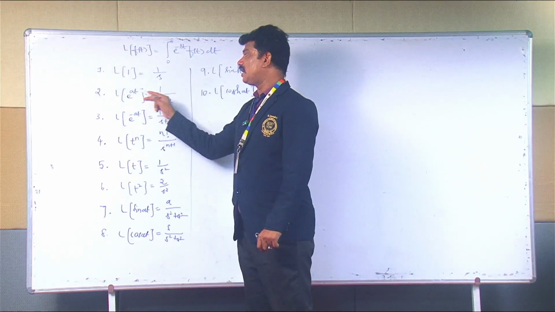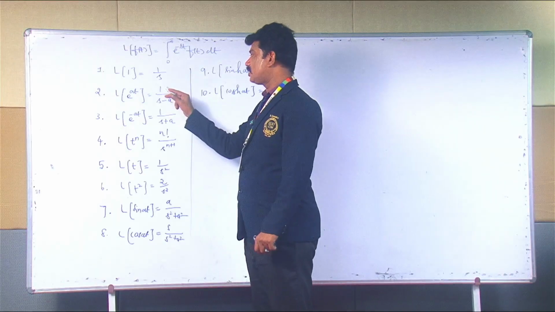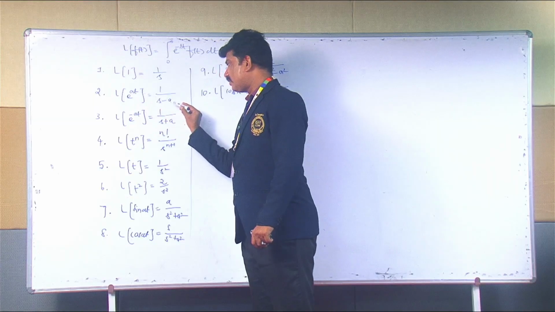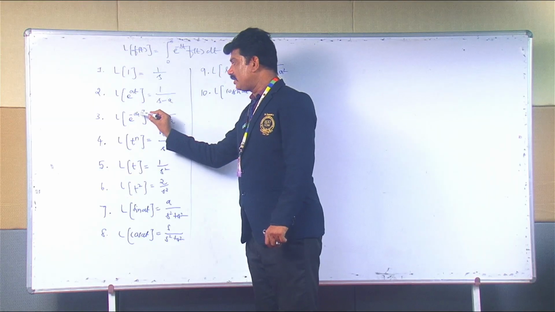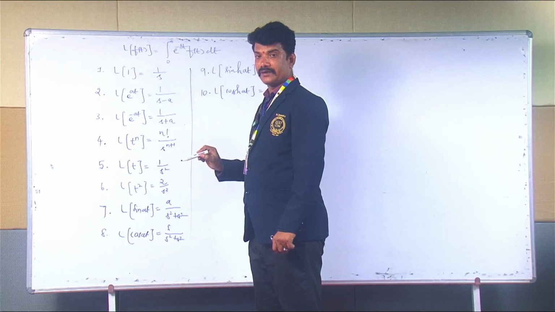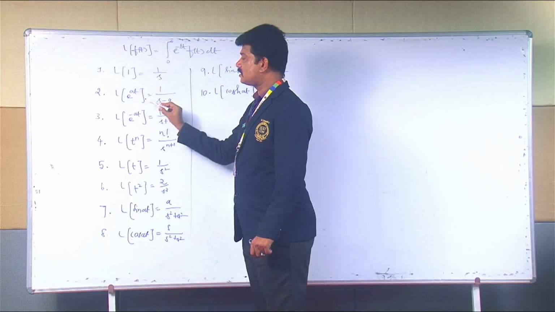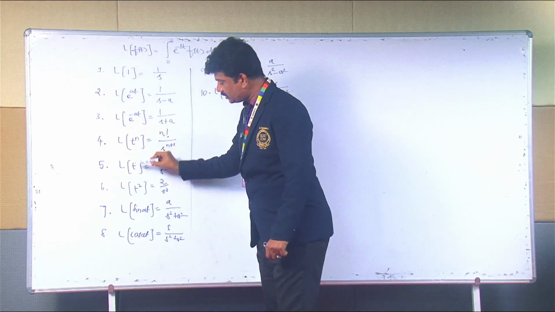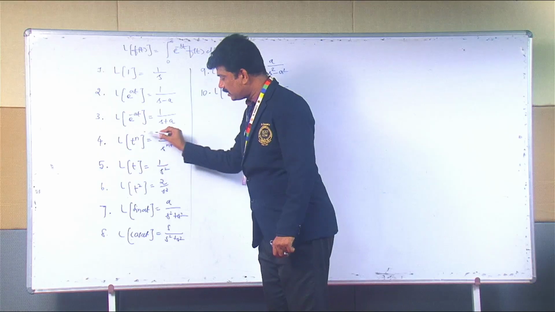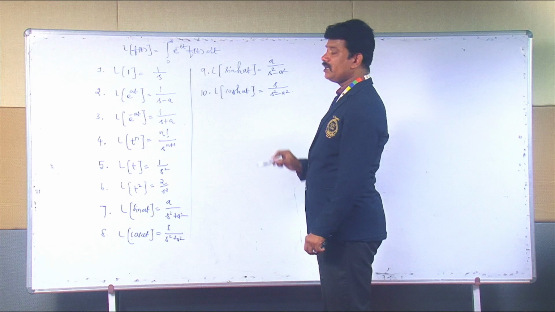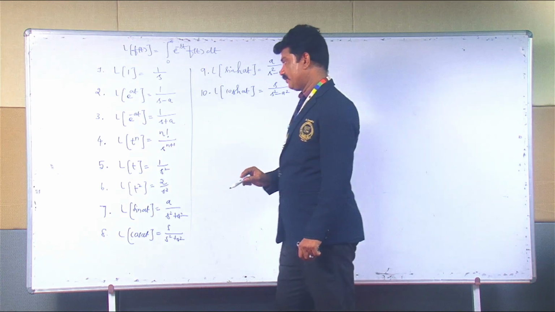And the second one is L of e power at equals 1 divided by s minus a. Look at this. If it is plus a, we can write it as minus. L of e power minus at is 1 divided by s plus a. L of t power n equals, what is this? So, look at this. This is constant function, this is exponential function, and 4, 5, 6 is algebraic function, 7, 8 is trigonometric function, 9, 10 will be a hyperbolic function, right.